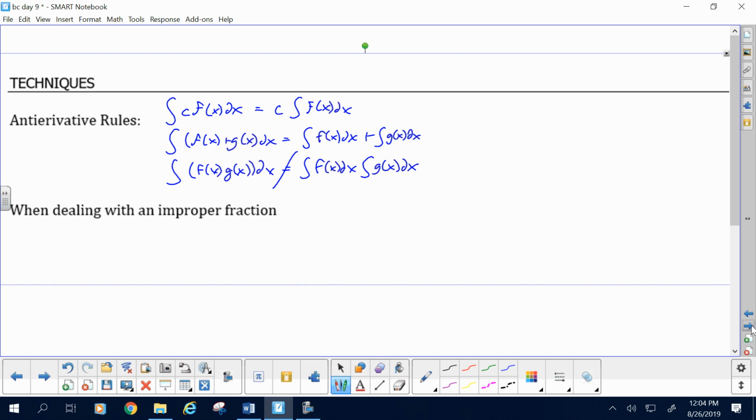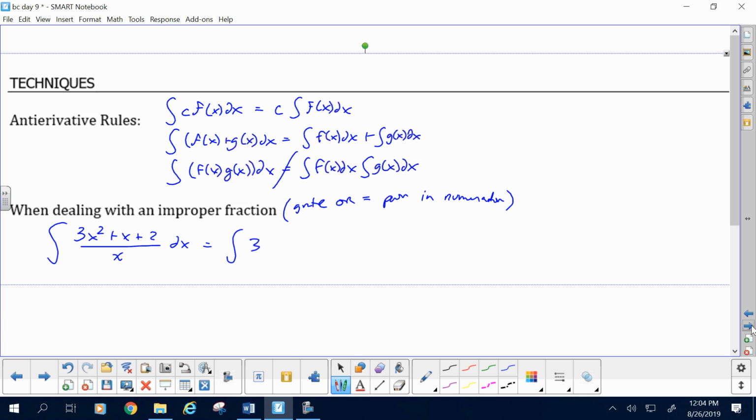All right, when dealing with an improper fraction, this is often not taught. It's not taught in our book for sure, and so I just want to make sure you either brought it in or you know it now. When you're dealing with an improper fraction, what's the technique? Improper fraction means, in algebra terms, greater or equal power in the numerator. What do you do? Yes?